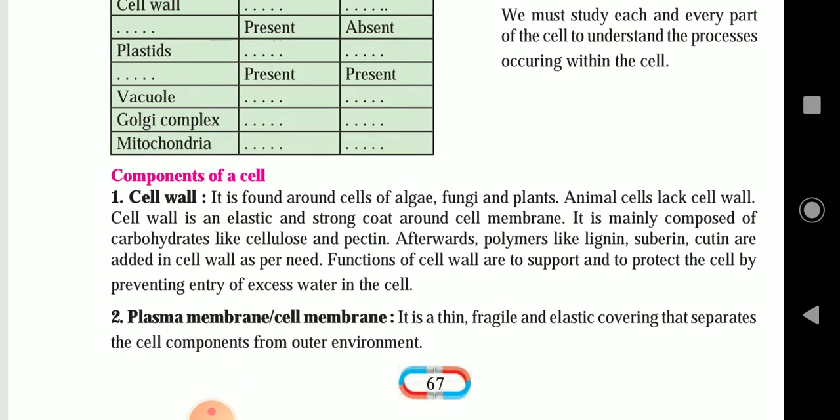As our body has organs, in the same way the cell also has organelles. Cell is the functional unit of our body. So all living organisms are made up of cells. Either they are made up of only a single cell or they are multicellular organisms. So the cell wall here is found around cells of algae, fungi and plants.